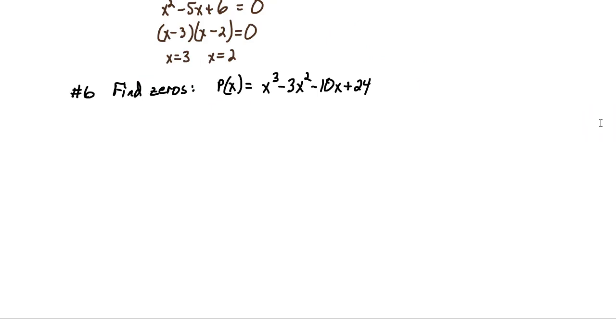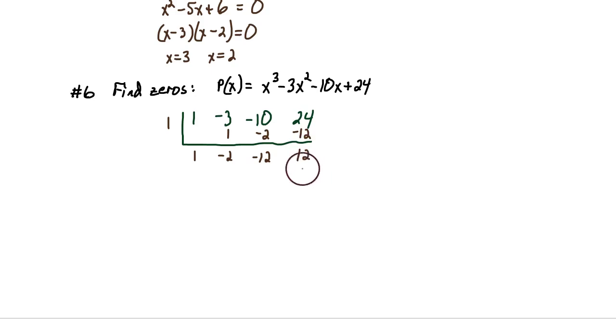Number 6, find the zeros. That's actually a lot like what we were just doing. Let's use synthetic substitution. 1, negative 3, negative 10, 24. And I'm going to try 1, see what happens. Nope, it didn't work out. We did not get a remainder of 0. Let's erase this and try something different. Maybe 2 will work. Yep, we got a remainder of 0.